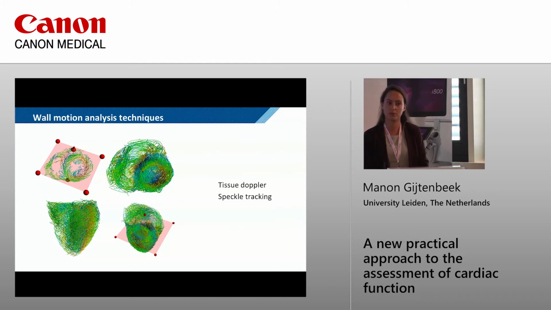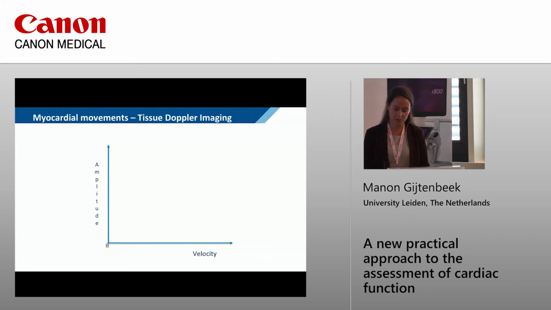I will not elaborate further on the speckle tracking, but I will go on with tissue Doppler imaging. With myocardial movement analysis, you do not focus on the blood flow, which has a certain velocity, but you only focus on the tissue movement, which moves in a certain amplitude. So you do not look at the blood flows, but you only look at the myocardial wall movements as a parameter.